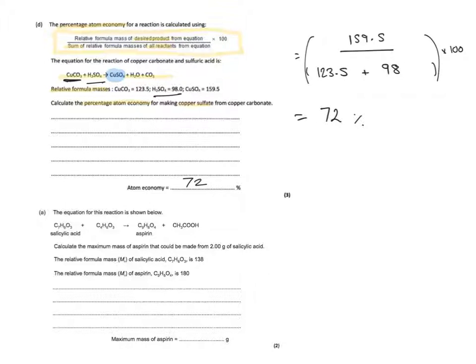Now, something to be aware of, if there was a big 2 here, okay, then instead of just doing 123.5, I would have to double it because it's all the reactants and there are 2 lots of the copper carbonate. Okay, so just something to be aware of. When you're doing the sum of all the reactants, you need to make sure you include that number there.